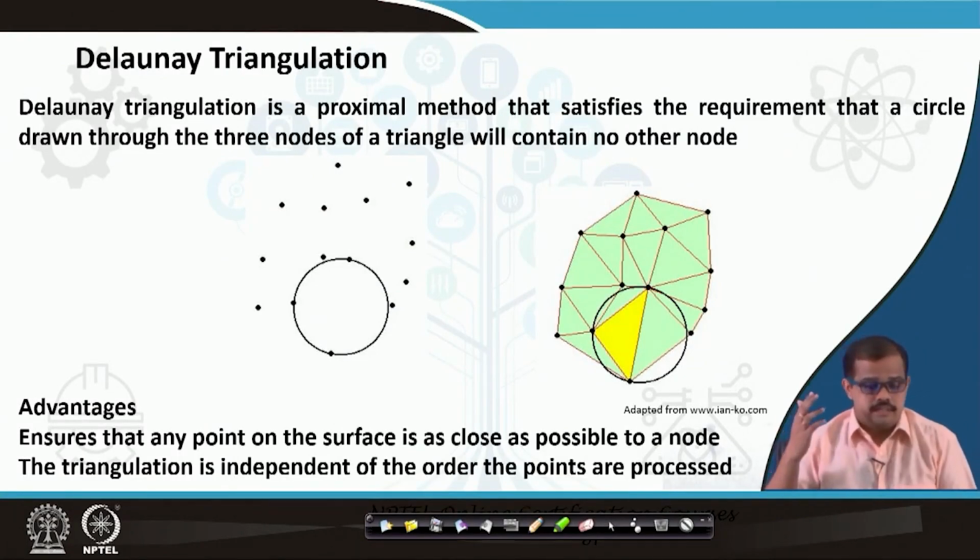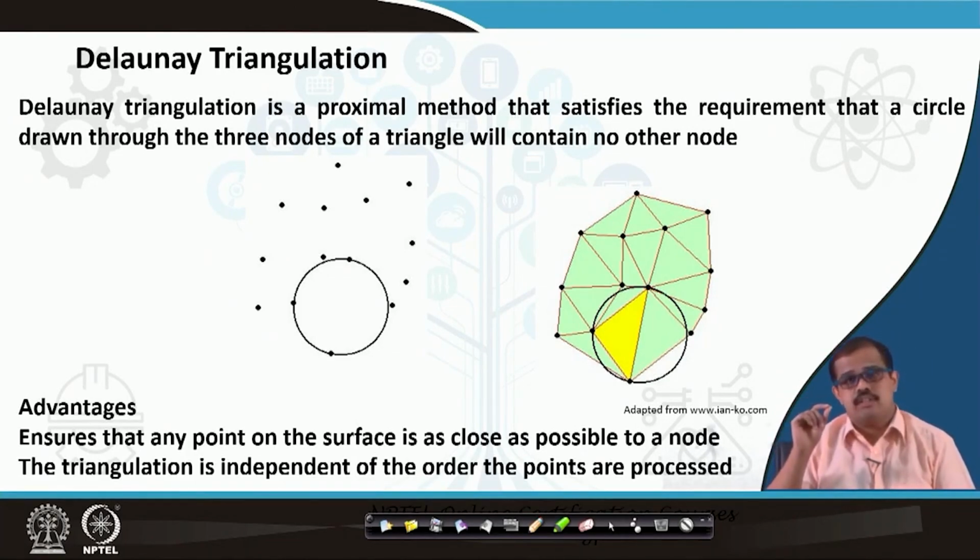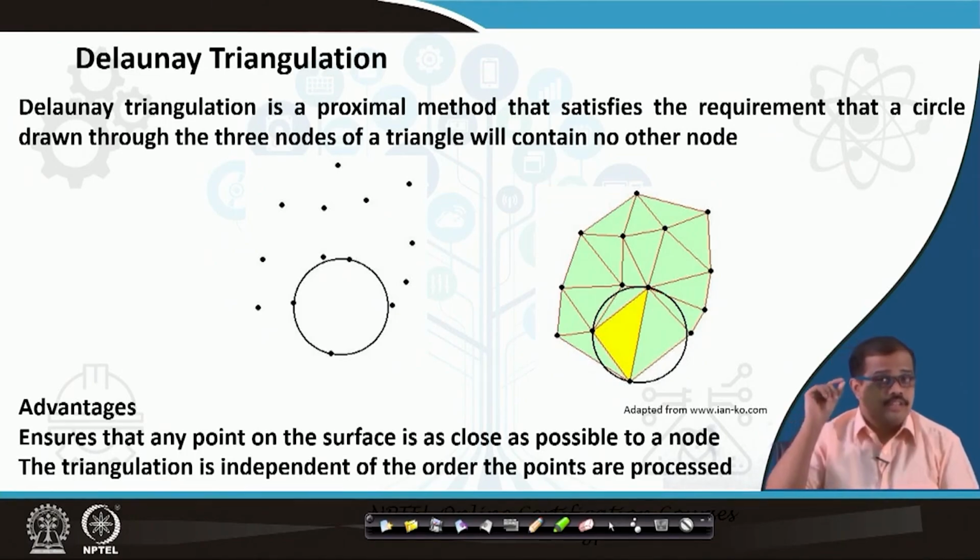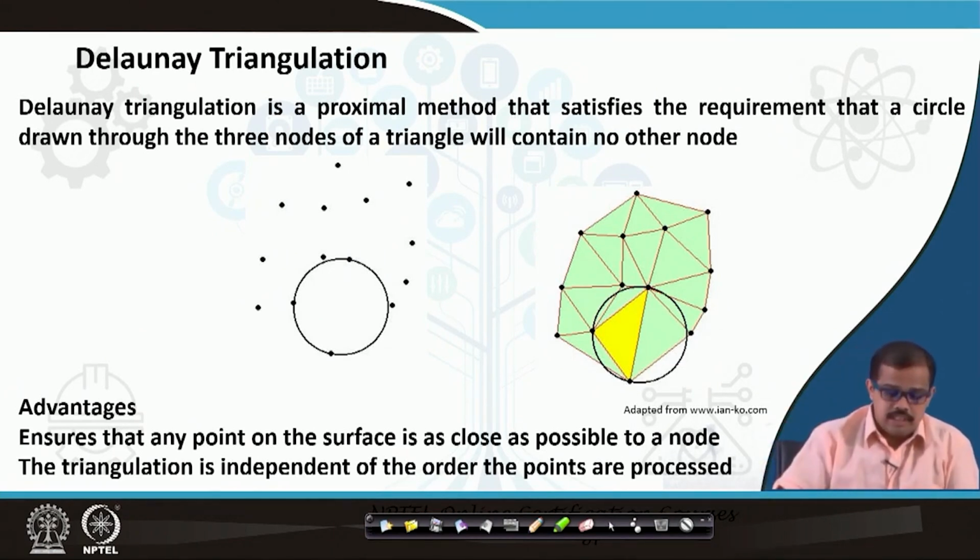There is another way of looking at the TIN model, which is Delaunay triangulation. Delaunay triangulation is a very proximal method that satisfies the requirement that a circle drawn through the 3 nodes of a triangle will contain no other node. So that is what it has to precisely tell you. Once you have drawn the triangle, the circle should be drawn through the 3 nodes of the triangle and will contain no other node. It has to satisfy this.